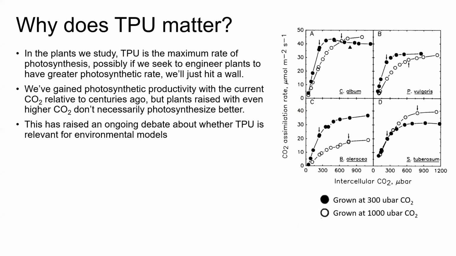One of the more interesting ones, I think, is this is common bean. And if you look across, these arrows represent the concentration of CO2 at the ambient conditions at the growth CO2. If you look across here, it has almost exactly the same photosynthetic rate at the ambient CO2 between the two conditions, even though the overall photosynthesis is clearly affected. So this leads to a pretty big debate about TPU limitation and what role it plays in current and future global models of CO2.